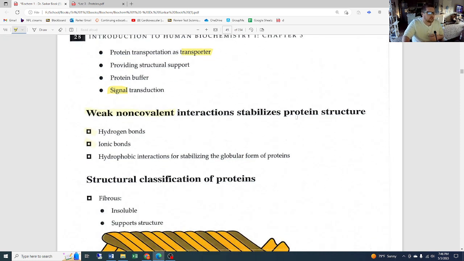So those non-covalent interactions that are stabilizing the protein structure we're talking about, we have the hydrogen bonds. Remember, those are between two hydrogens. A lot of times, water is a really, really good example where water will all stick together. Ionic bonds, this is one where you'll have a positively charged cation bind to a negatively charged anion. So you'll have individual pieces of the protein that are positive versus negative to bind and form its shape. And then hydrophobic interactions for stabilizing the globular form of proteins. So remember, hydrophobic means water fearing. We'll get more into that later.